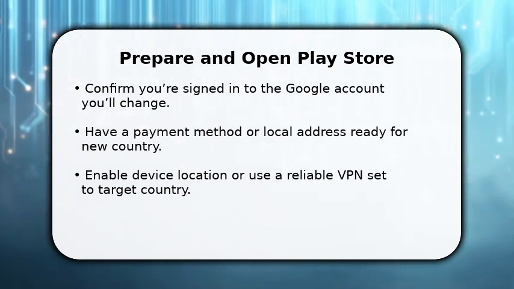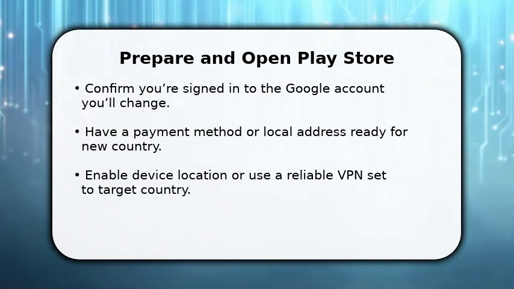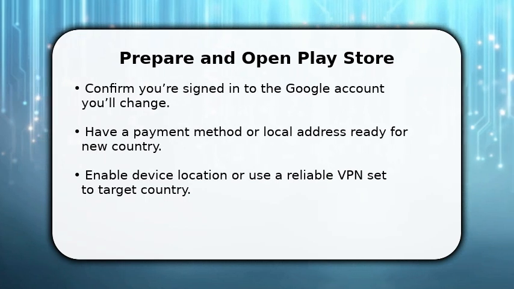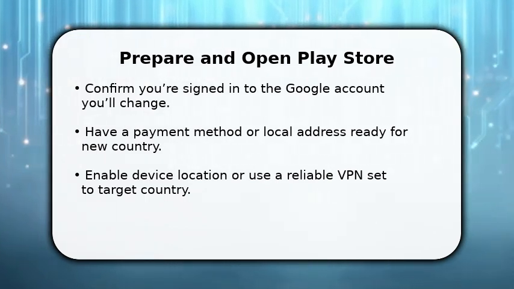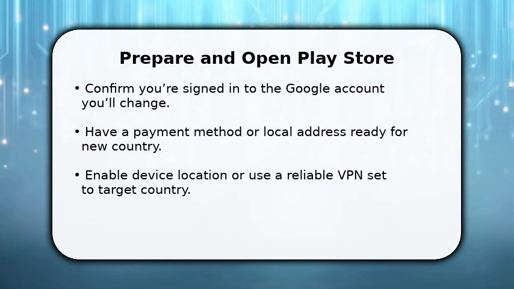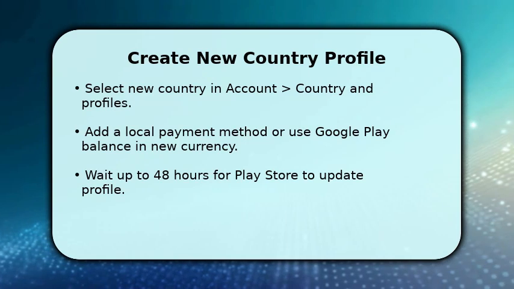Open Play Store, tap your profile icon, then go to Settings. Once done, choose Account and Preferences to find the Country and Profiles section. This is the first actionable step, where Play Store will offer the new country profile when it detects your IP or payment method. Now you'll create the country profile.